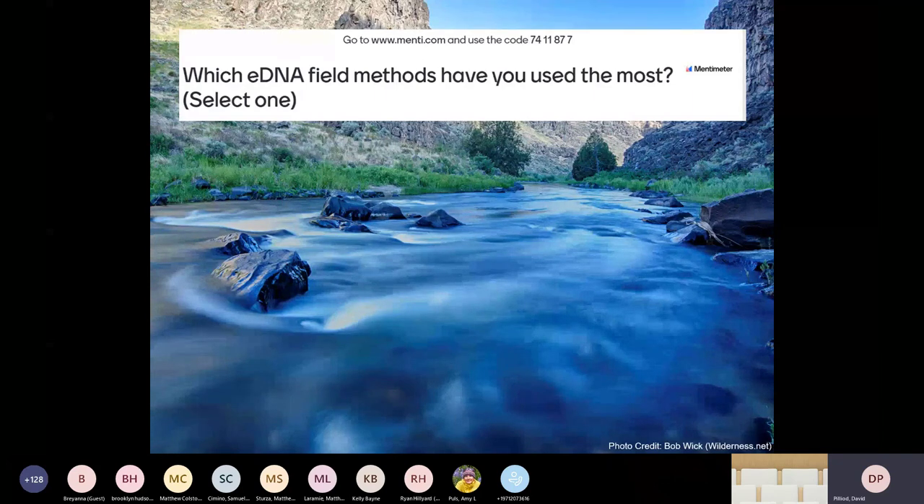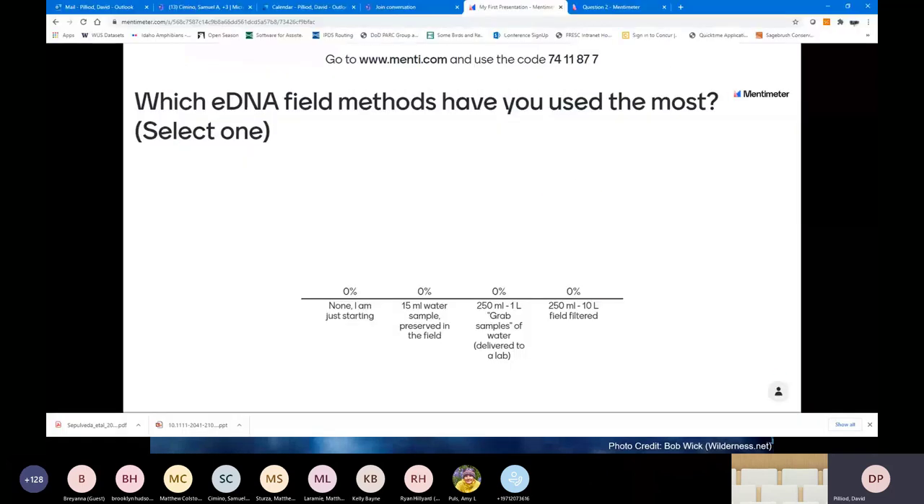So I'm just going to take a break here from you listening to me and go to the Mentimeter. And here's the question: which eDNA field methods have you used the most? And so I'm going to hopefully get this to work, jump over here to my Mentimeter. You can go in there, and I'm doing it in percentages here, so you can see the numbers.